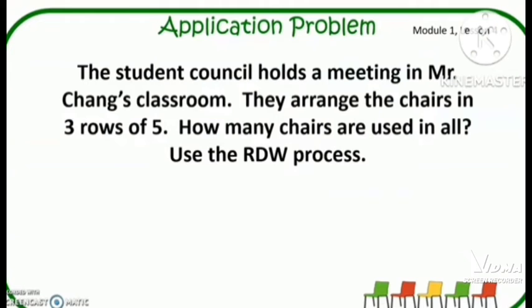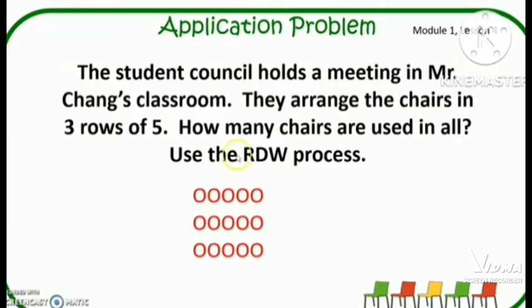Now here's an application problem. The student council hosts a meeting in Mr. Chan's classroom. They arrange the chairs in 3 rows of 5. How many chairs are used in all? You need to read, draw, and write. 3 rows of 5. How many chairs will be in Mr. Chan's classroom? Let us draw that.